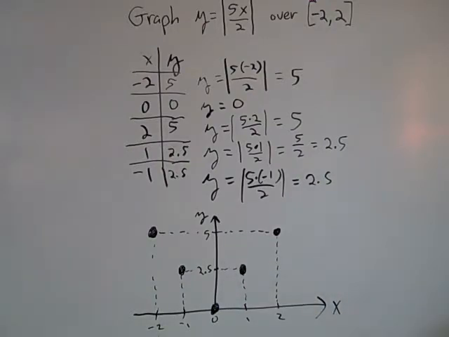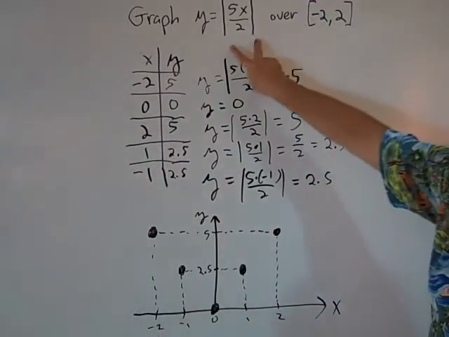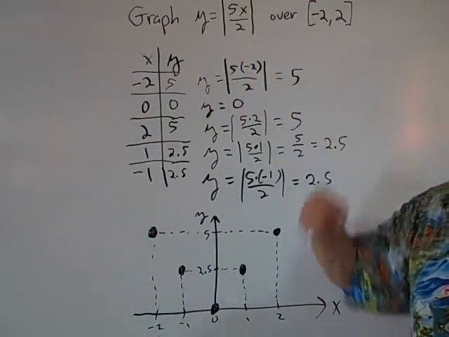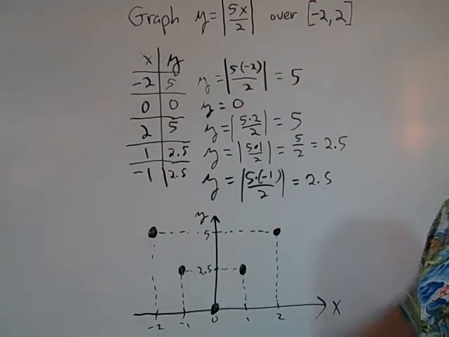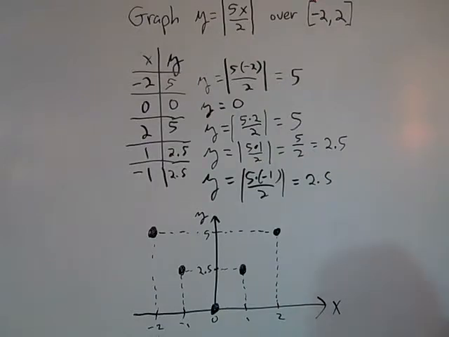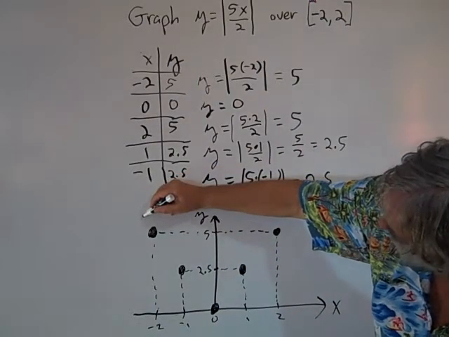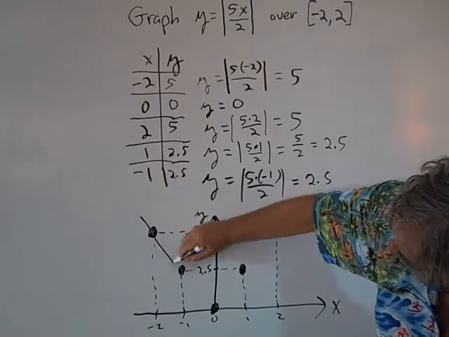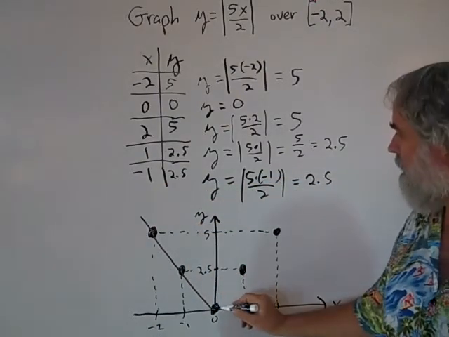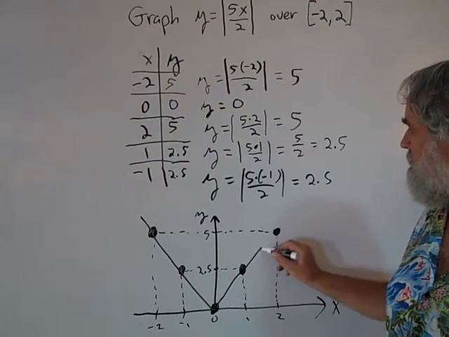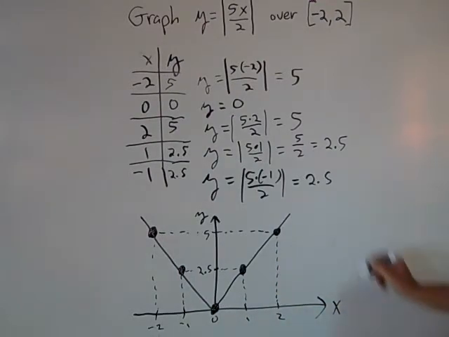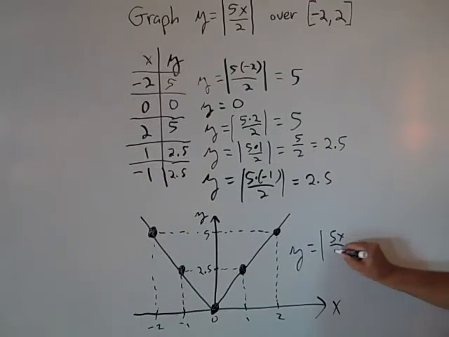Now you may recall that when you're graphing an absolute value, it's a V shape, or an upside down V shape if there's a negative outside of it. Well, if this is a V shape, you can certainly see the V from these points. It comes down to the point of the V, and then it bounces up to here. So this is the graph of the relation y equals the absolute value of 5x divided by 2.